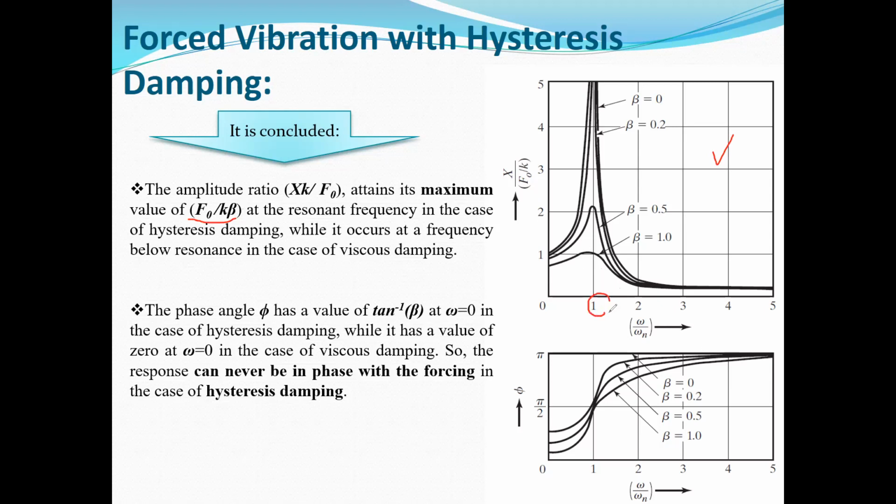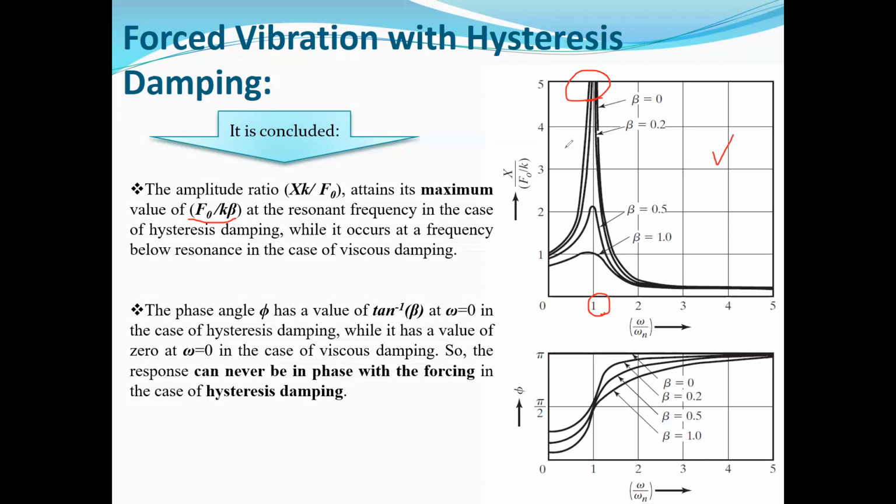When omega is equal to omega n, that is, the frequency ratio is 1, we achieve the maximum value of the amplitude of the response. While in the system with viscous damping, the maximum amplitude happens before the resonance, usually when omega is less than omega n, or the frequency of the excitation is less than the natural frequency of the system.